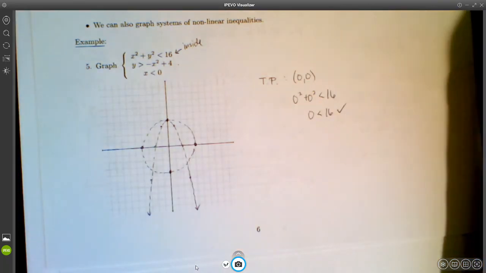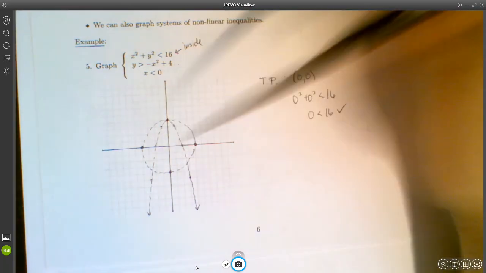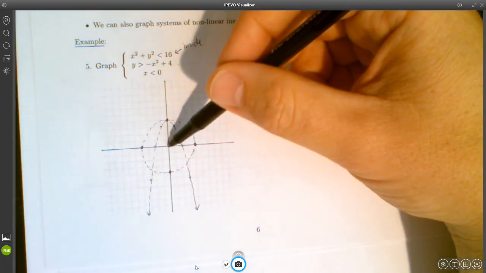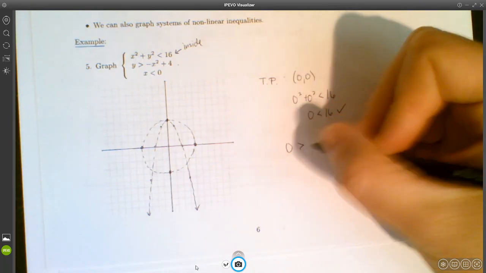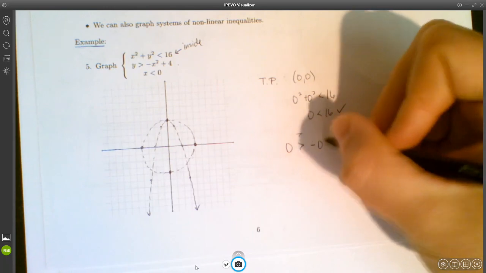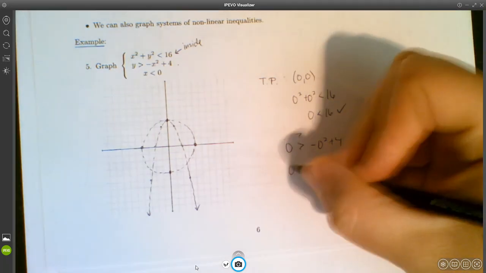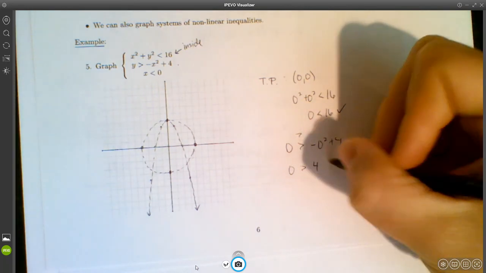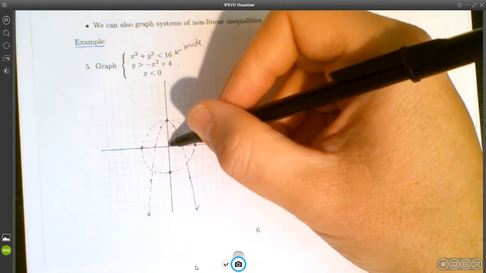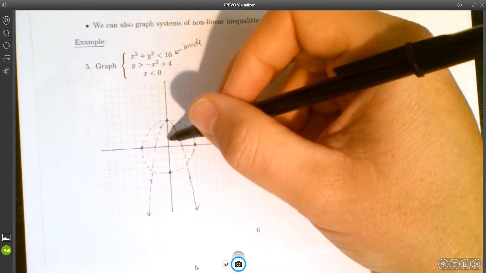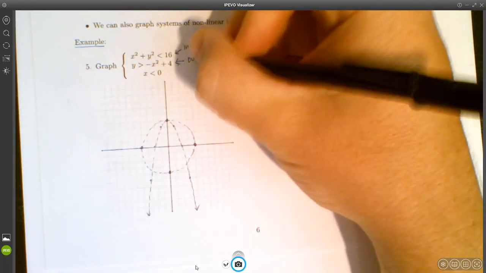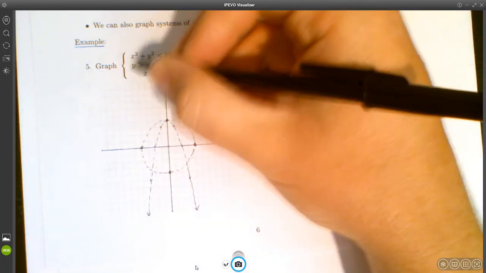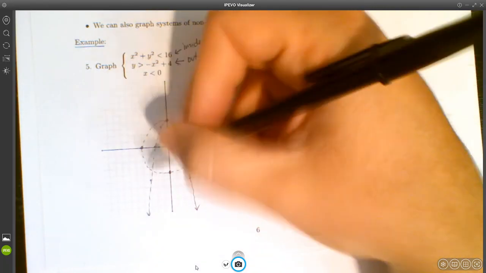And then to figure out what side of the parabola to shade on, again, I can plug in a test point. And again, 0, 0 would work. So if I plug in 0, 0, I get the statement 0 is greater than negative 0 squared plus 4. So I get 0 is greater than 4, which is false. So I'm not going to shade down here where 0, 0 was. I'm going to shade on the outside of the parabola. So not on the inside of the parabola, but on the outside. That should make some intuitive sense: it says y is greater than the curve, so it's going to be all the stuff on the outside of the curve.